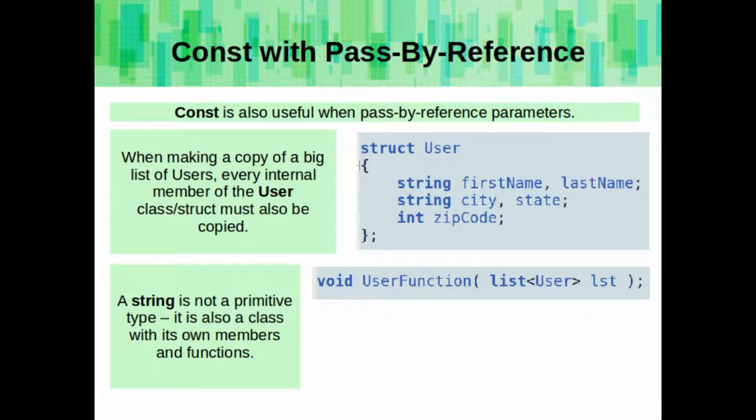Here I've made a struct called user. Basically, you can use a struct to store multiple variables or even functions within one name, so our user has a first name, last name, city, state, and zip code. If we were passing a user variable by value, then everything inside of user, such as the 4 strings and the 1 integer, would also have to be copied over. If you have a big array or a big list of users, this could even be slower.